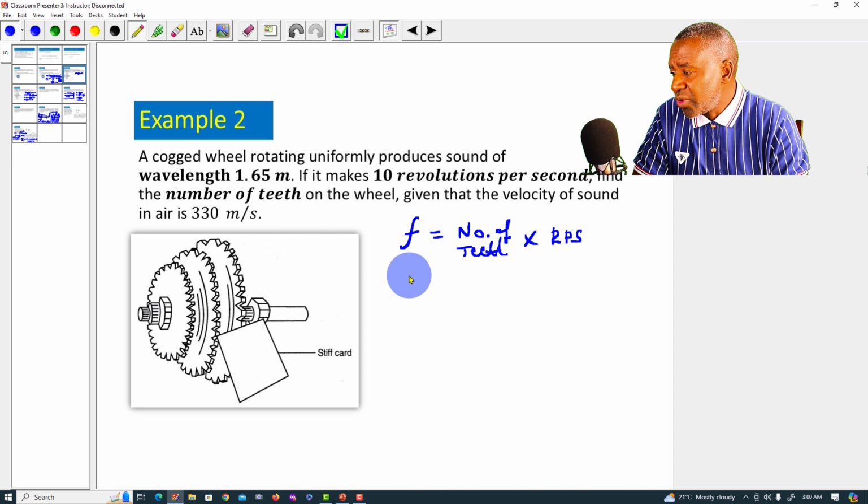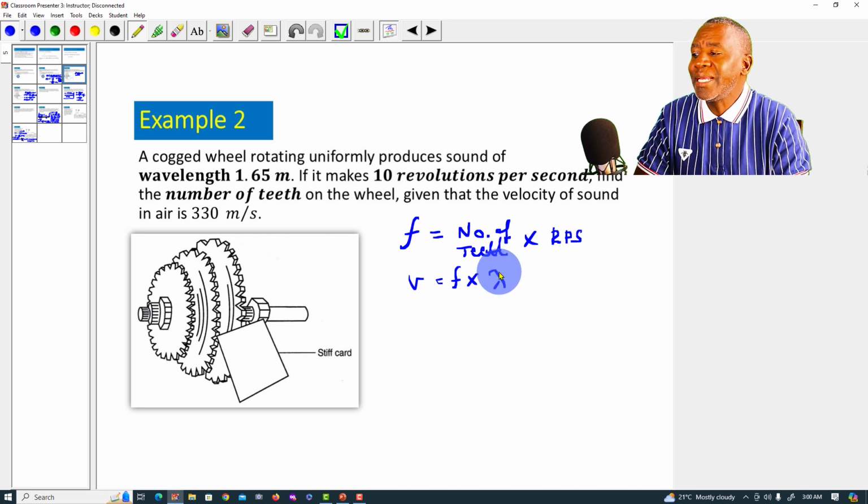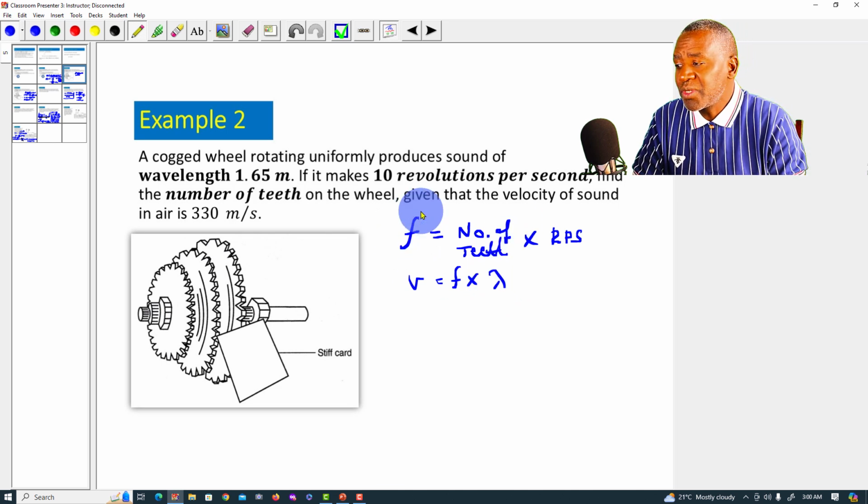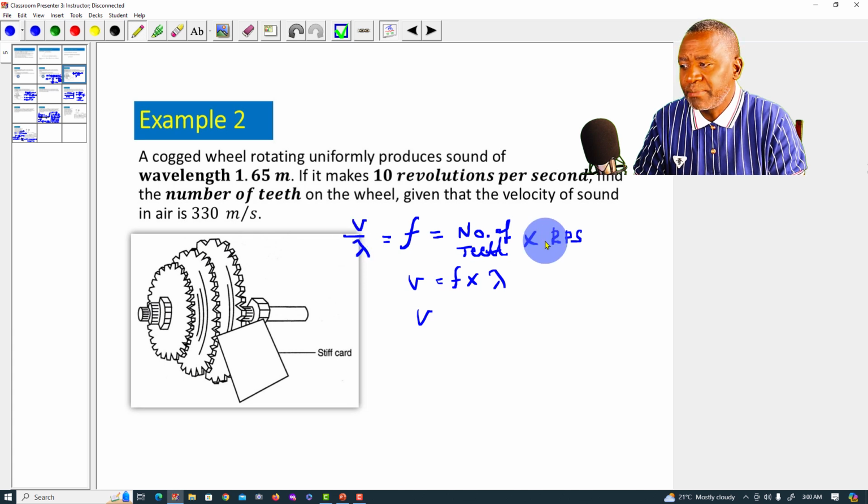And then we are going to remember that speed is equal to frequency times wavelength. When you combine these two, that frequency can be replaced by speed over the wavelength. Let me just write it here. It can be done like that.